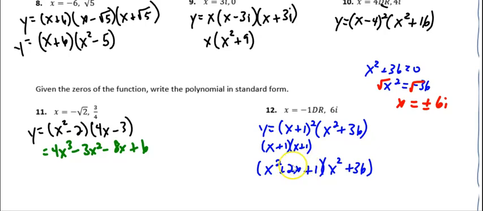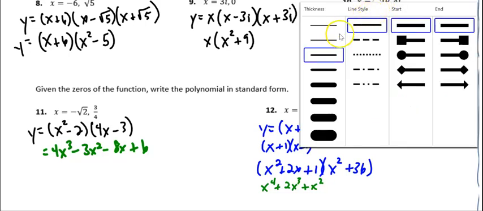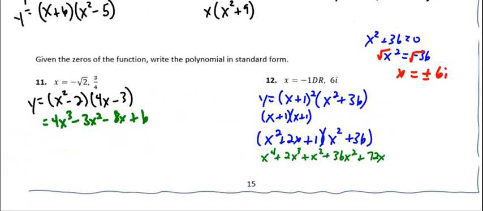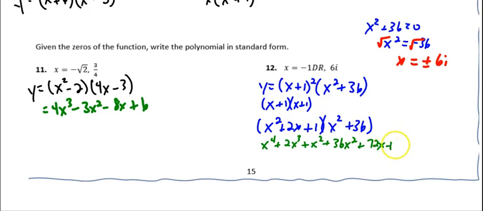So let's multiply x squared by each term and get x to the 4th plus 2x cubed plus x squared. And now let's multiply 36 by each term, which is going to give us plus 36x squared plus 72x plus 36. So now we just have to put our like terms together.